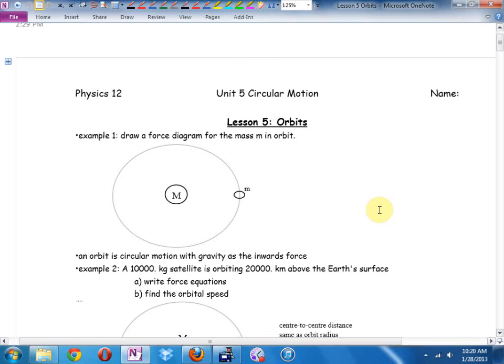Gravity. Which way? Zach? What shape do you see? So instead of saying towards the big M, could you say it another way? Towards the center.